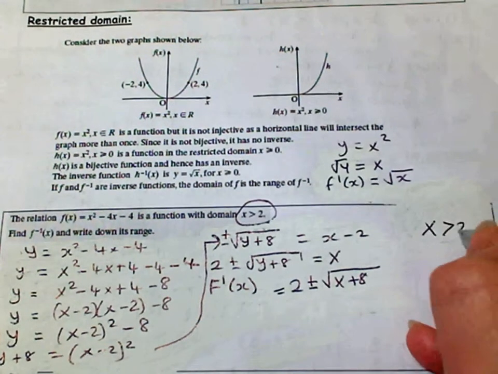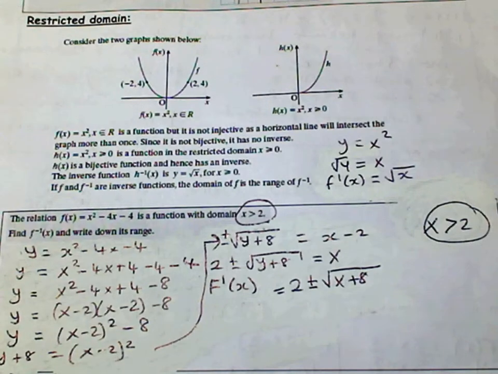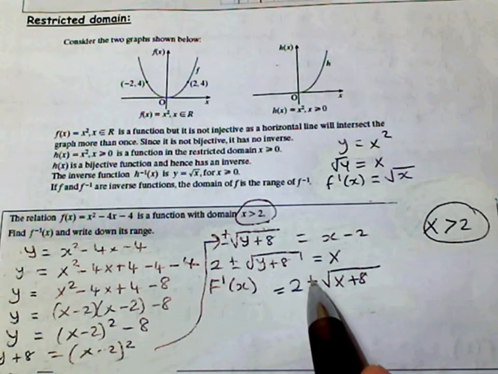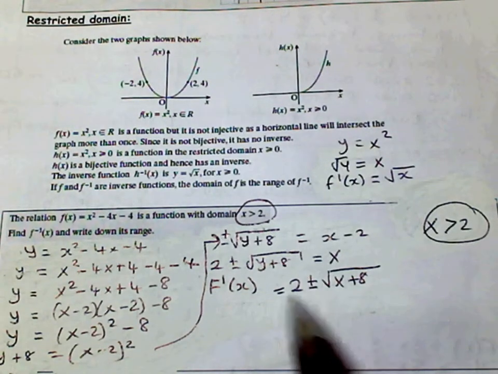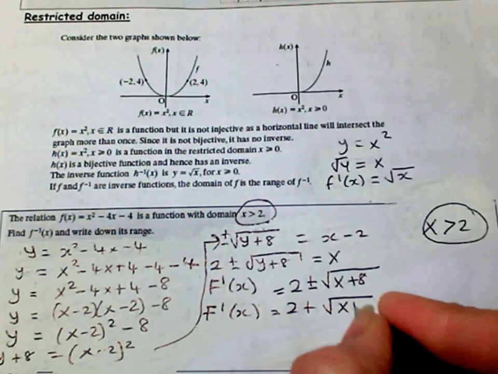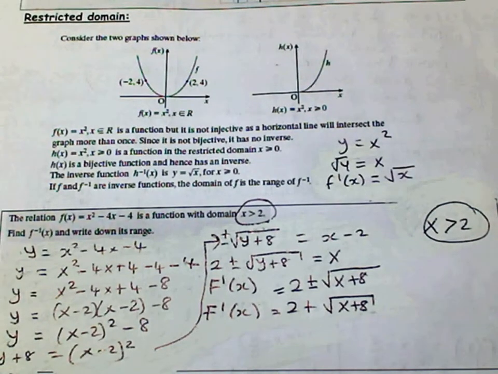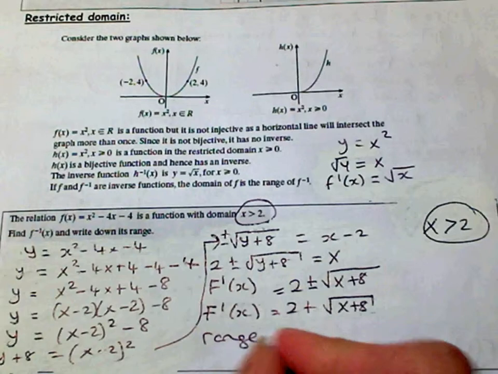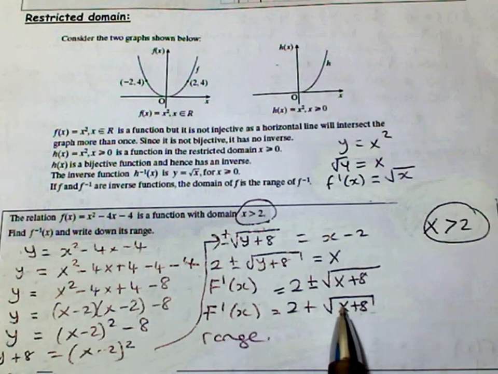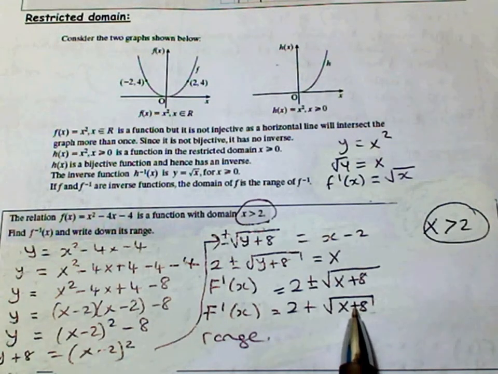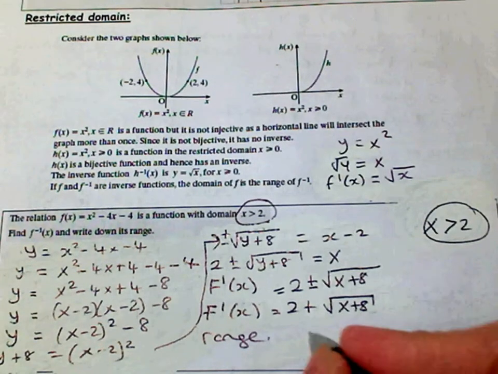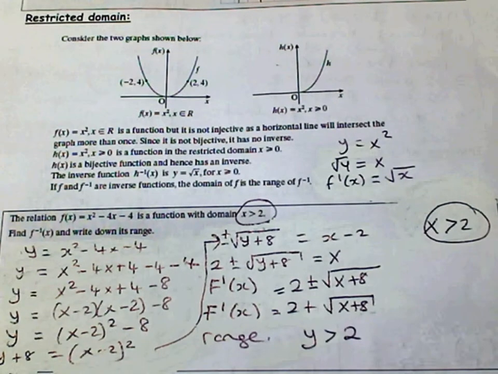Now we were told x values are greater than 2. So for x values greater than 2, we have to use just the plus version of this, because if we're taking something away, our values are going to be smaller than 2. So f dash of x is equal to 2 plus the square root of x plus 8. In this question, you're also asked to write down the range of the function. If you're taking x values greater than 2, say 4 or 5, then your output values y are also always going to be bigger than 2. So your range is going to be y greater than 2 also.